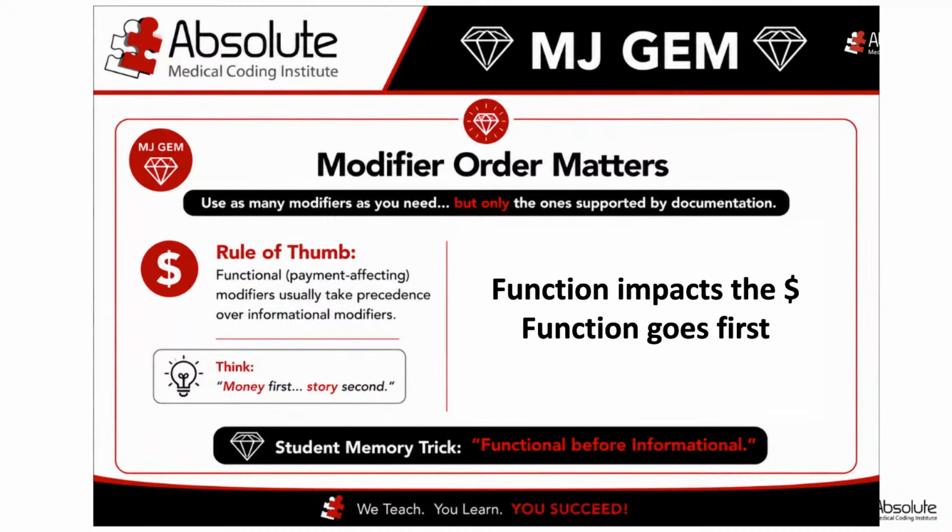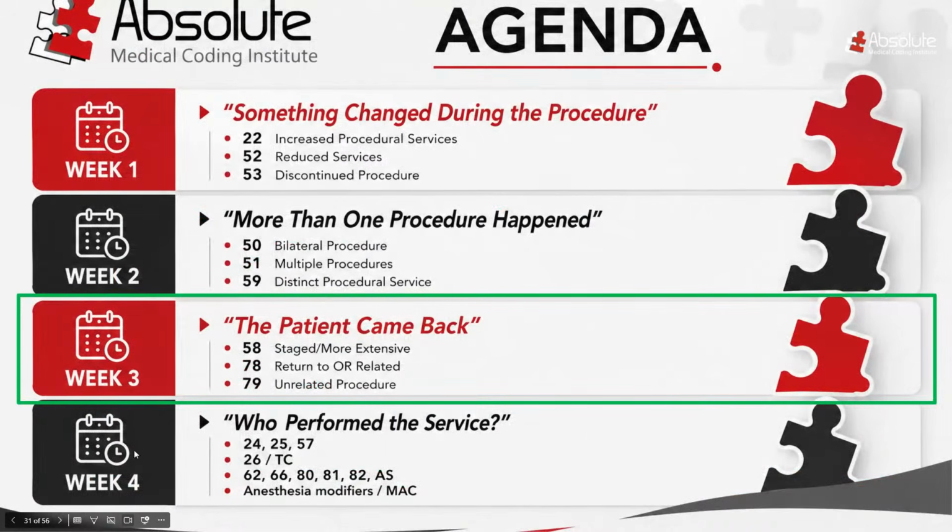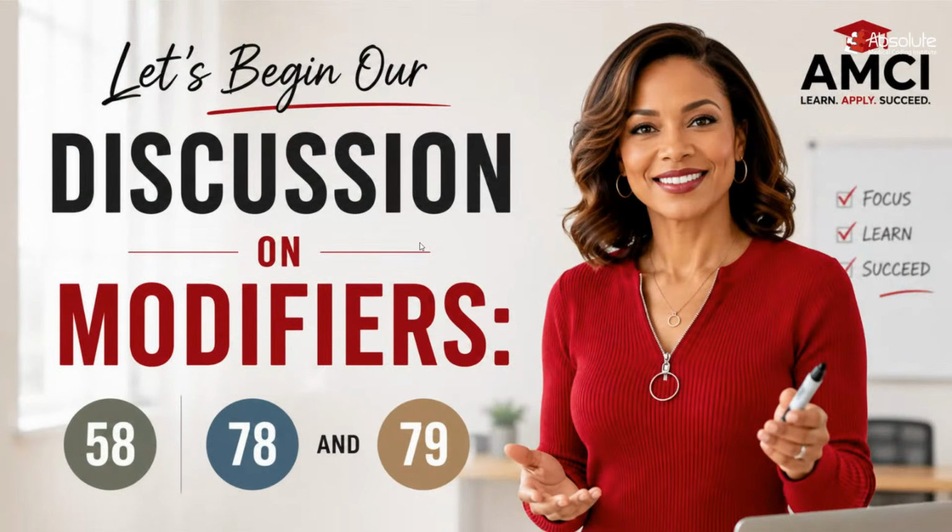Yes, someone said 59 can be appended to an add-on code. Absolutely, it can. Okay. All right, so now we're going to turn our attention to modifiers 58, 78, and 79. You all ready? Let's go. All right.